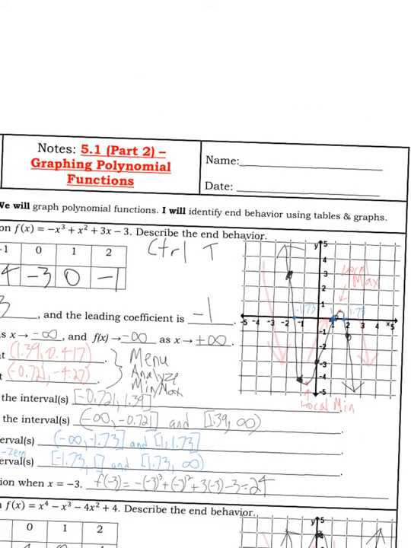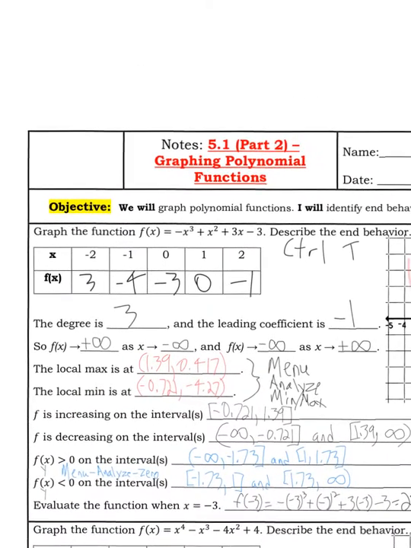What I did next was fill out this part, the degree. It's 3, and the leading coefficient's -1. I know the degree is 3 because that's the highest power, and -1 is in front of the x to the third. The degree is odd and the leading coefficient's negative, so you could refer to that chart on the back of 5.1 part 1, and it would tell you this.